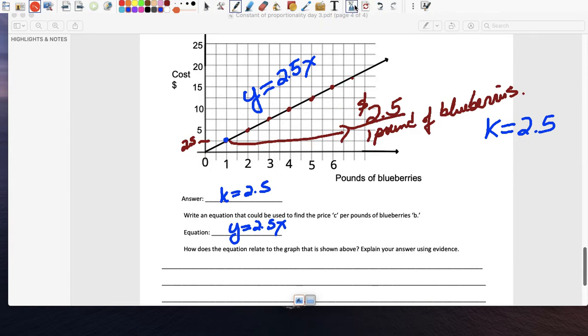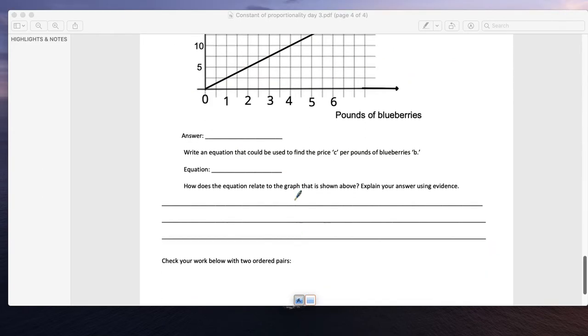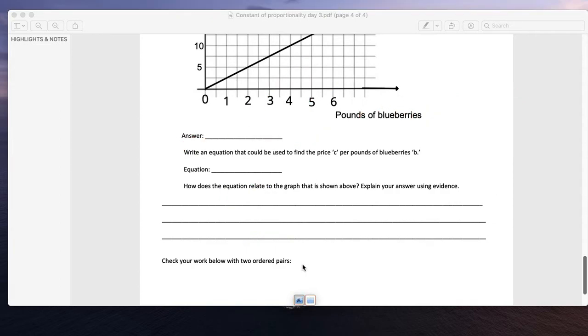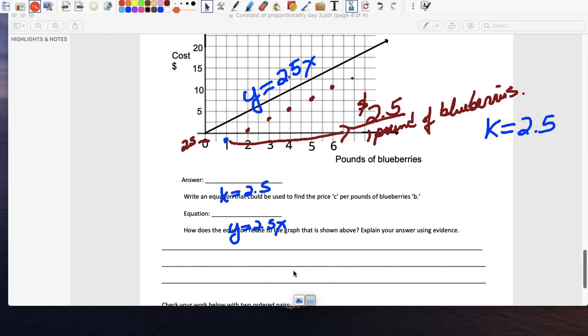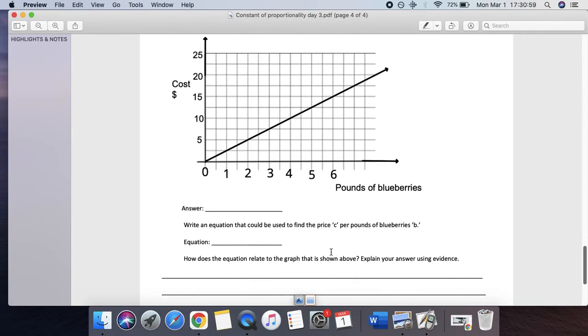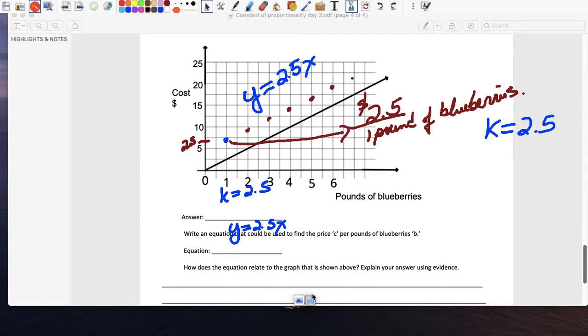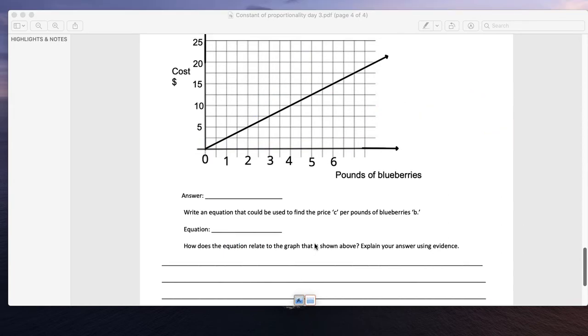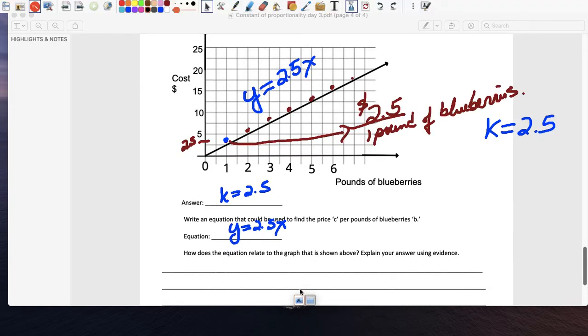And then at the bottom, the last one, and I'm going to have to move this, guys. Sorry. And check your work with two ordered pairs. Okay, so I want us to check our work with two ordered pairs. Can I move this? Okay. That should not have moved. No, just a little bit lower. Okay, all right, that's good enough.